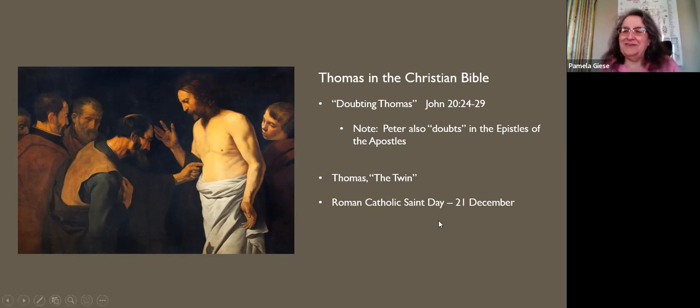Along the line, I want to point out too that if you Google Thomas's dates, there's a number of different saint days associated with the original Apostle Thomas. But in the Roman Catholic tradition, I wanted to point out that his saint day is the 21st of December, which should start clicking in on whose twin he is. So we'll get back to that. I'll save that a little bit.